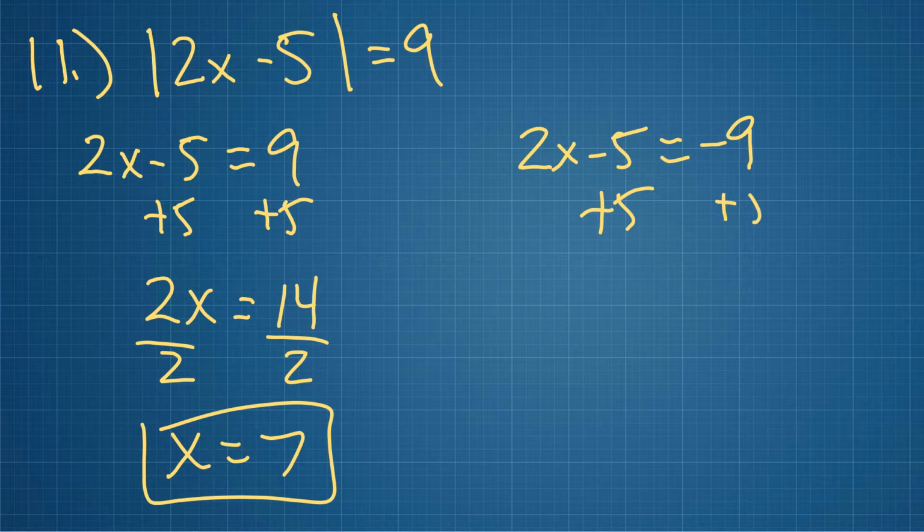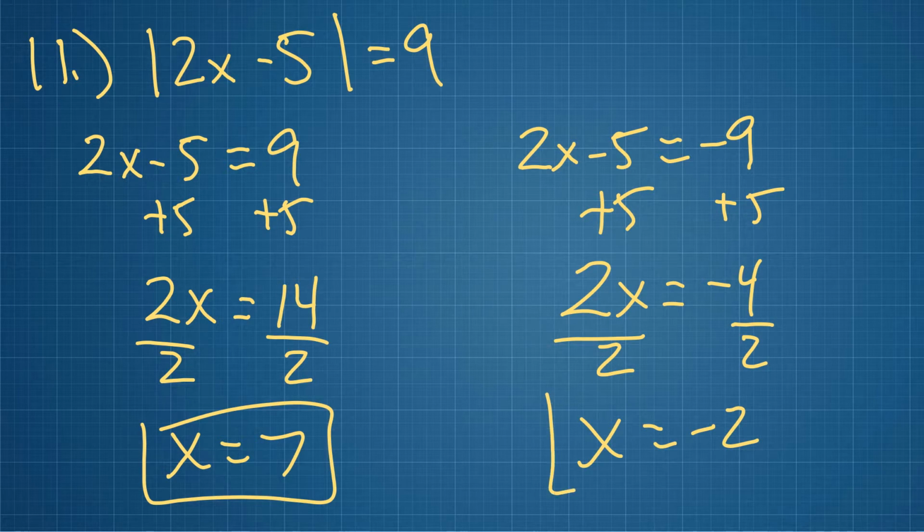I'm going to add 5 to both sides. I get 2x equals negative 4. Divide by 2, divide by 2. X equals negative 2. There's my second answer. So if you have 2 equations, you should have 2 answers. All right? And that's it for 11.